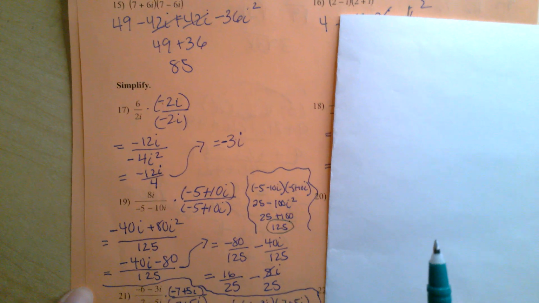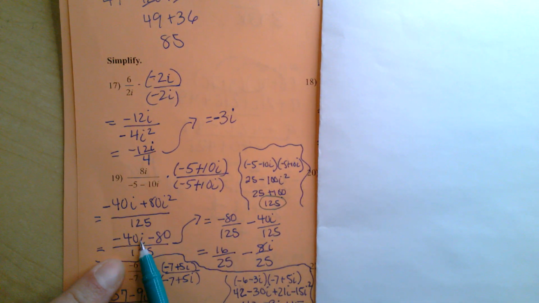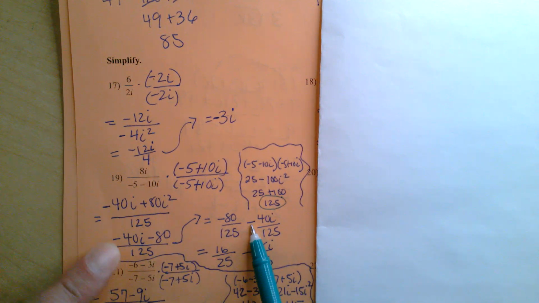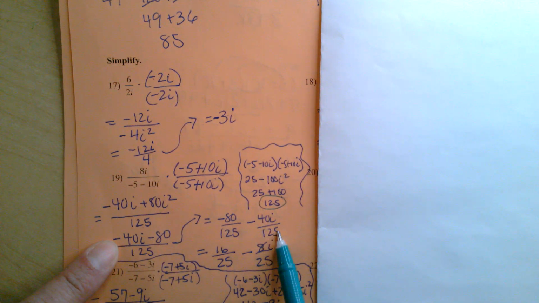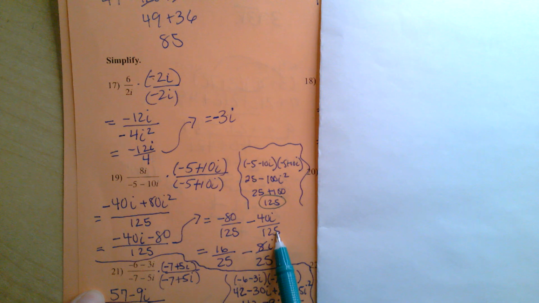All right. And then I rearranged it. So I have negative 40i minus 80, because this was positive i squared, went to minus 80, over 125. I rearranged it so it's negative 80 over 125 minus 40i over 125. I see that I can divide everything, I believe by 5, and so I just divided everything by 5 to reduce it. And so I reduced the answer, and here's my final answer.